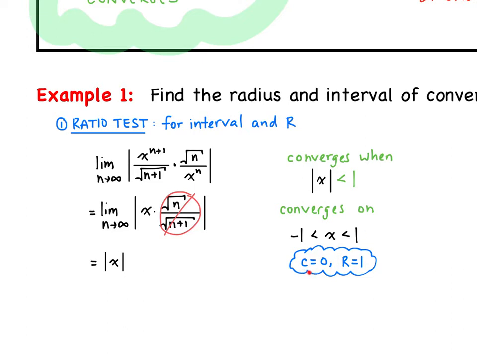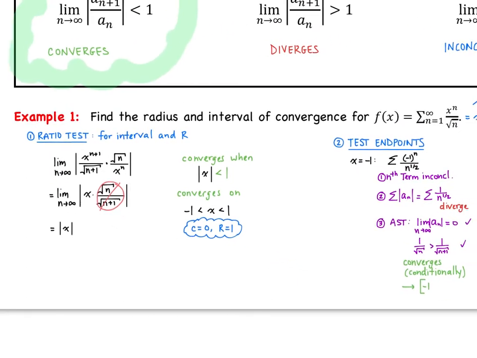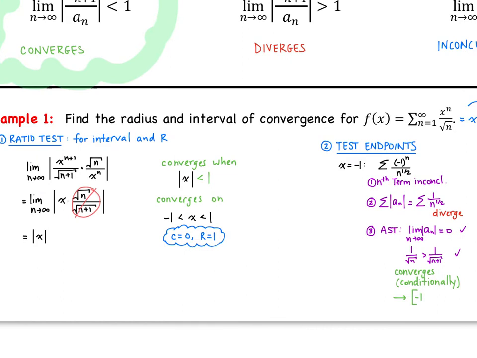Now, what's the center point between -1 and 1? That's 0. So our center is 0. If our center is 0, what's the distance from 0 to 1? That's our radius. So our radius is 1, our center is 0, okay? These are the endpoints. So now what we need to do is test those endpoints to determine if they are convergent or divergent at those points.